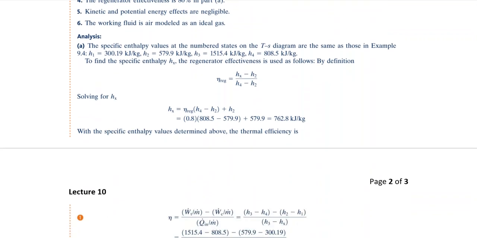As the effectiveness is given as 80%, the effectiveness formula is Hx minus H2 divided by H4 minus H2. This is the imperfect case, and the perfect case would be H4 minus H2. Using the formula, we can find the enthalpy, which equals 762.8.